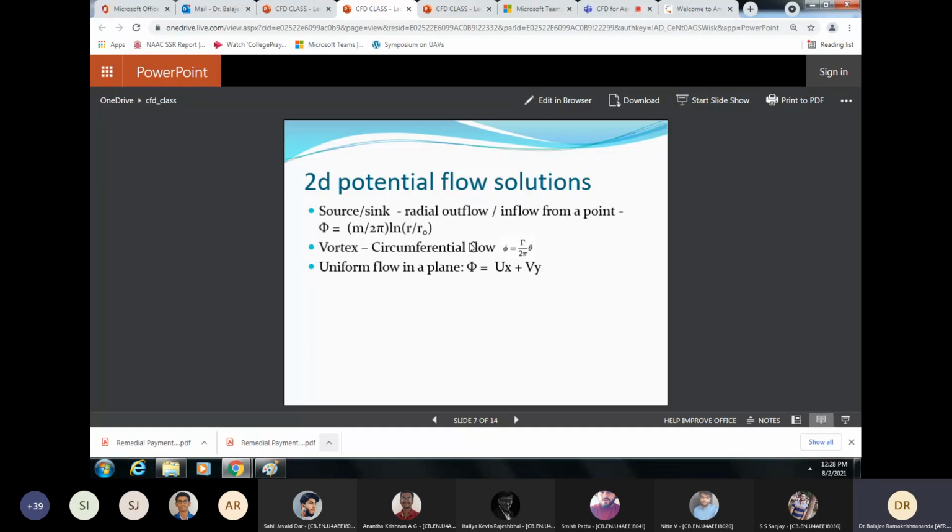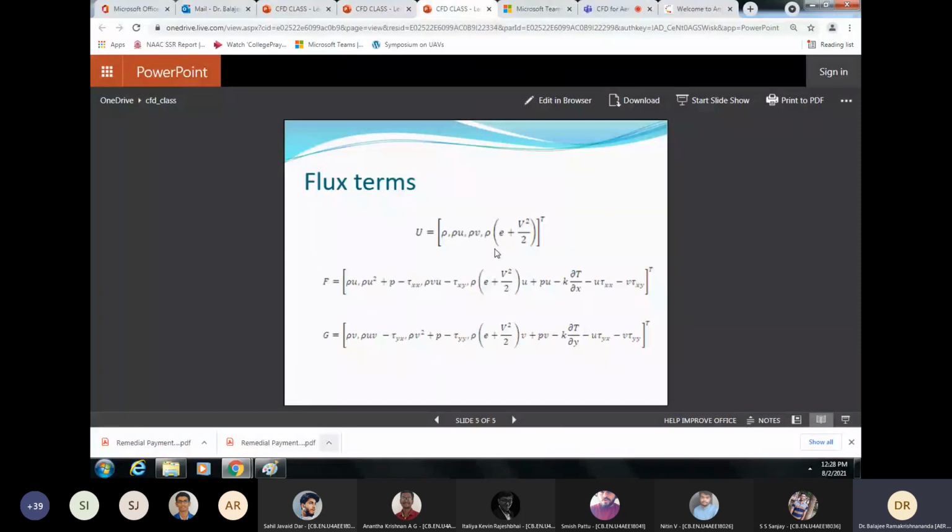So in potential flow, what do we do? It's a simplification of the Navier-Stokes equation. If you assume there is no viscosity, certain terms drop off and they become the Euler flow equations. In the Navier-Stokes equation, if you assume tau xy is 0, tau xx is 0, no viscosity, and you also assume it is incompressible, this is 2D incompressible flow.